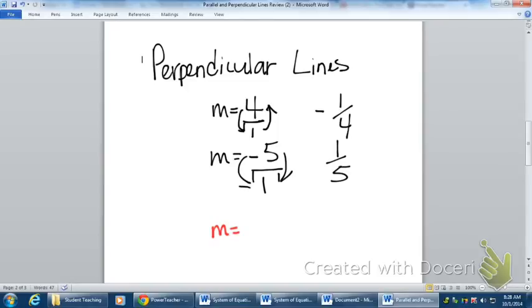Now let's say our slope is -2. What is the reciprocal of -2? Positive 1 over 2. That's what reciprocal means. Let's say we had a slope of -2 over 5.